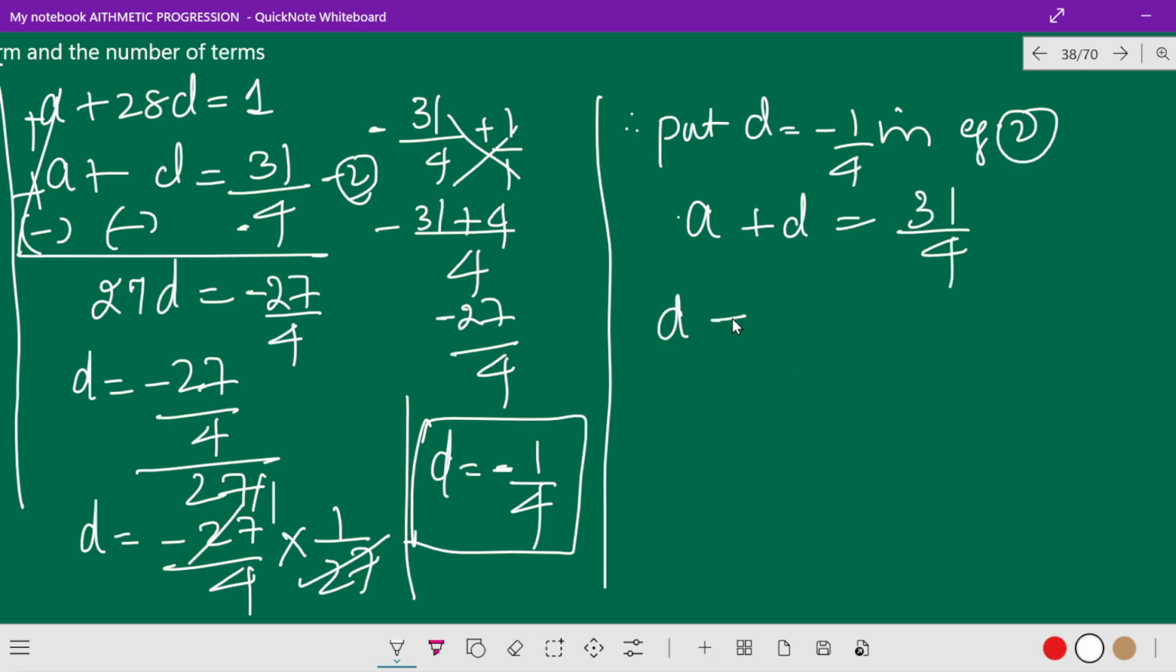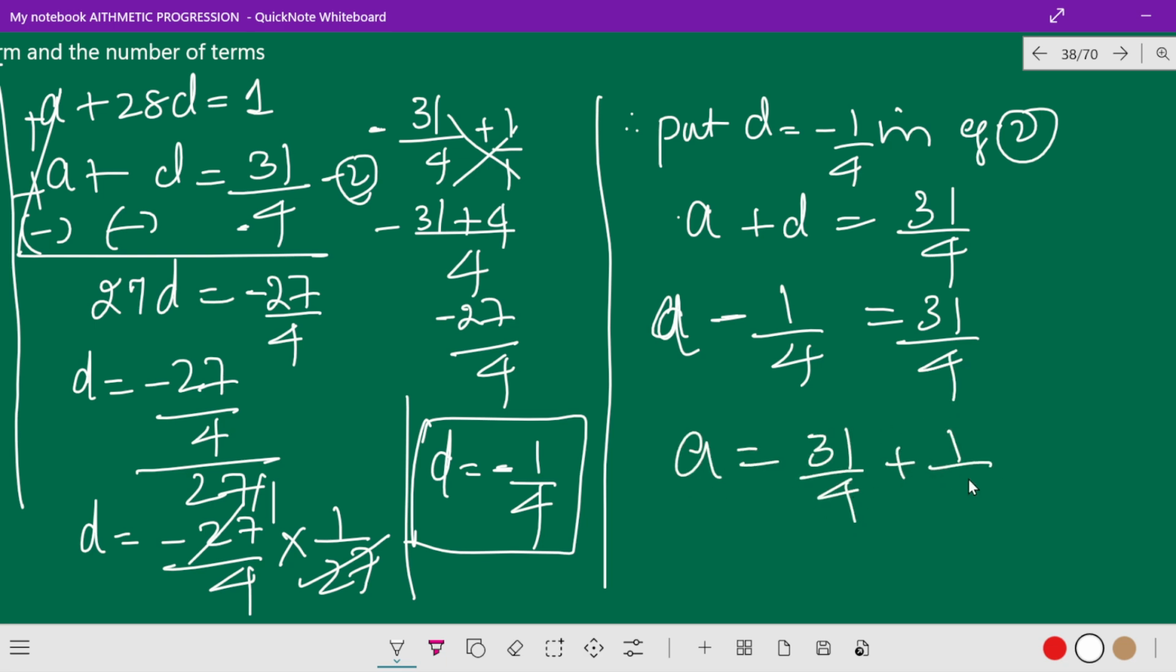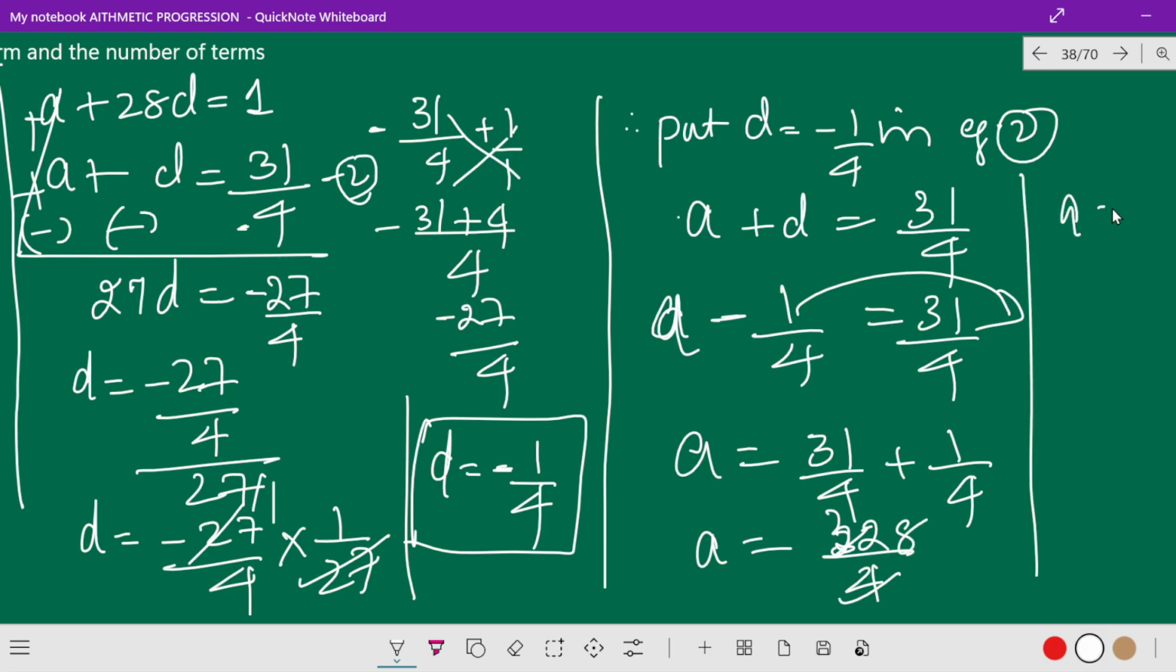Then A minus 1 by 4 is equal to 31 by 4. A is equal to 31 by 4 plus 1 by 4, minus 1 by 4 will shift the side. So A is equal to, LCM is 4, 31 plus 1 will become 32 by 4. 4 ones are 4, 4 eights are 32. So the value of A is equal to 8. So A is 8 and D is minus 1 by 4.